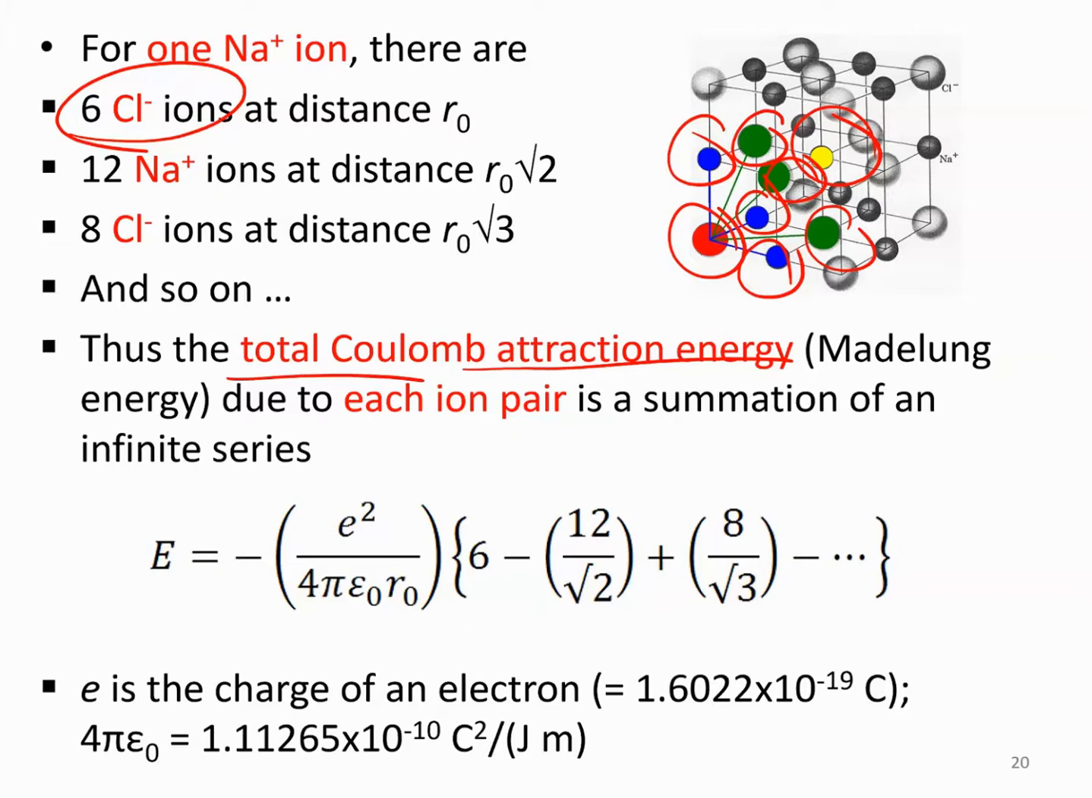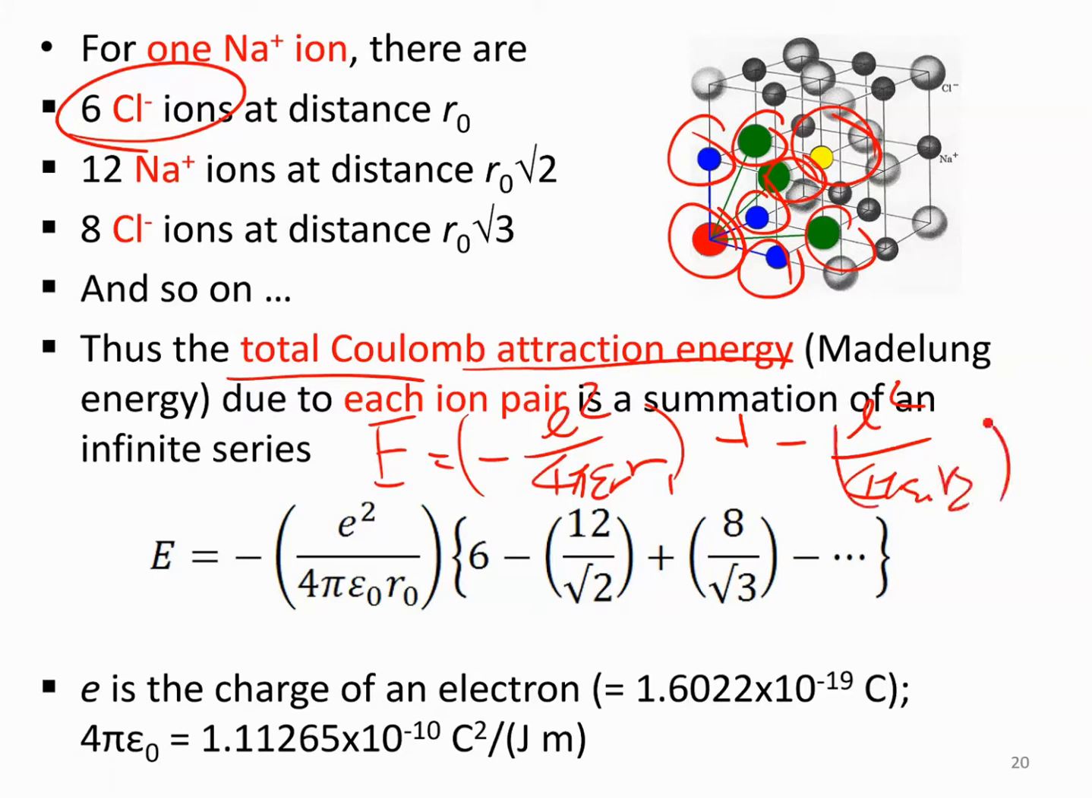So you get E equal to negative e squared over 4 pi epsilon naught R1, plus negative e squared over 4 pi epsilon naught R2, plus negative e squared over 4 pi epsilon naught R3. And then you rearrange it, you get this format.